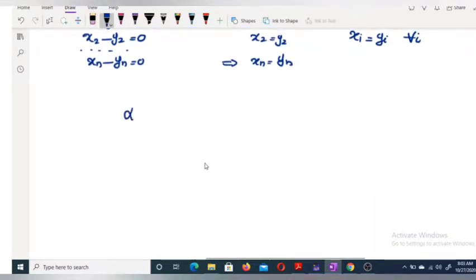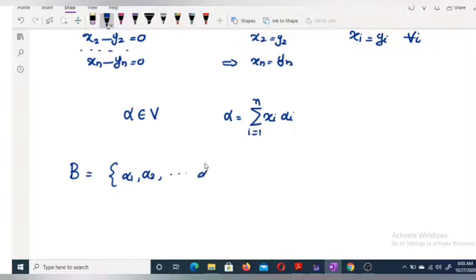Therefore, for any alpha belonging to V, you can write alpha as the sum from i equals 1 to n of xi alpha i, and this representation is unique. Okay, clear? So if B equals alpha 1, alpha 2, etc., alpha n, then given any alpha we can get scalars like this.